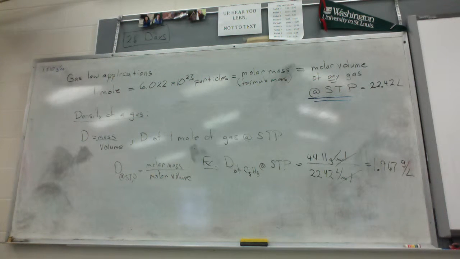How are you guys used to expressing densities? Grams per milliliter, grams per cubic centimeter, right? Why is this okay? It's a gas. We know about the density of gases. They're very, very much less dense than solids and liquids.